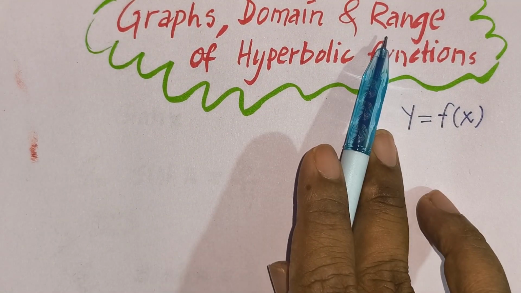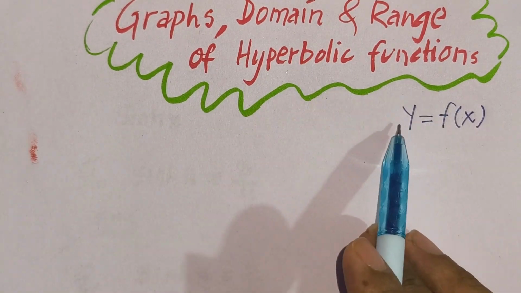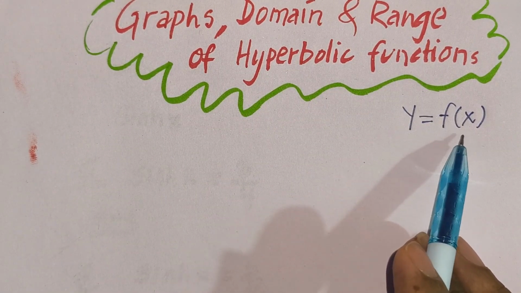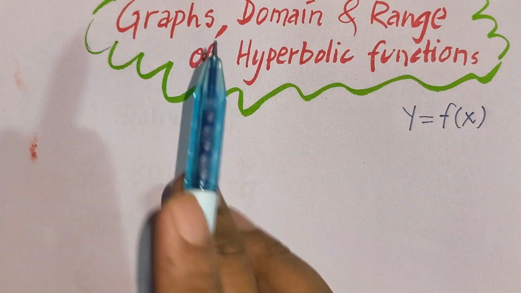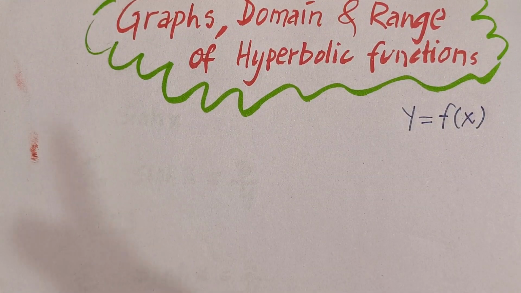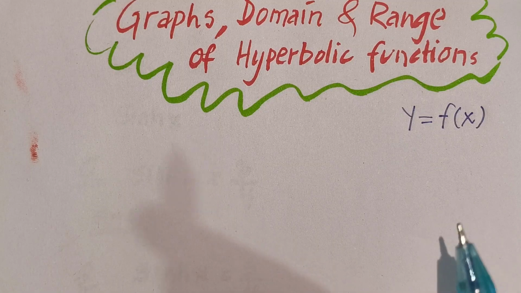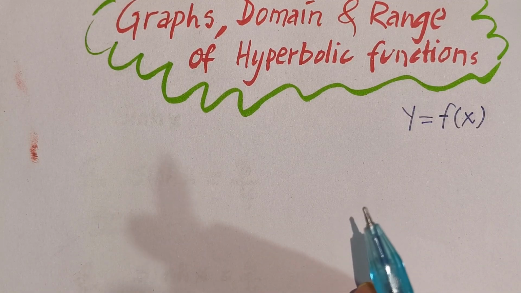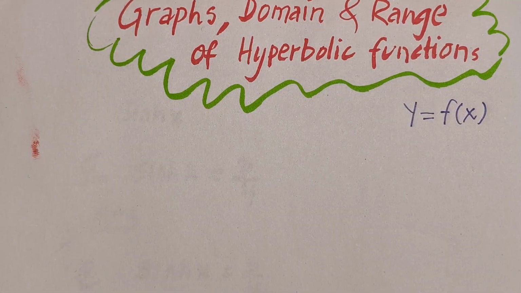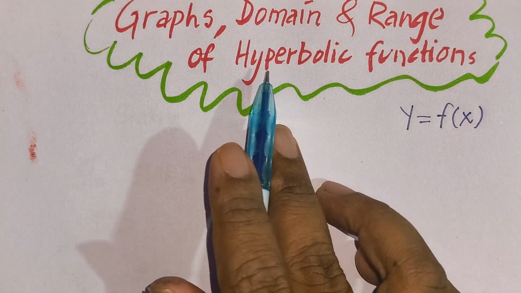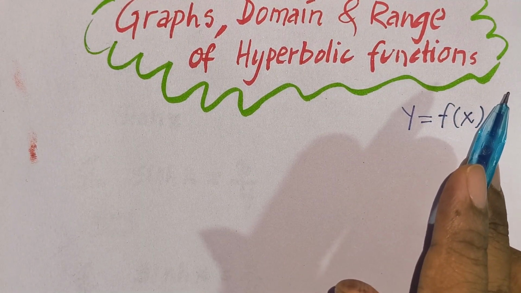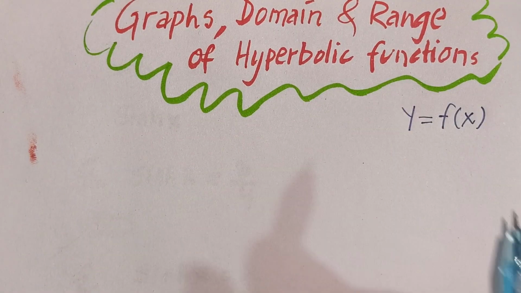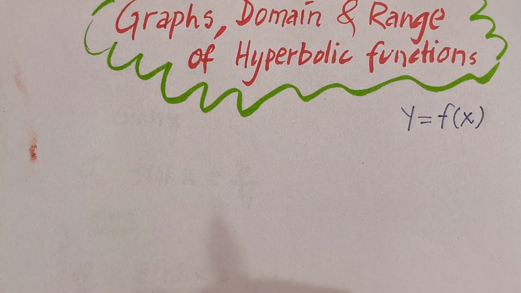And what is range? The set of output values, the set of results that we will get after putting in all the domain, that is range. And what is a graph? The structure of the function on the Cartesian plane, how it looks in the Cartesian plane. Before going into the graphs of hyperbolic functions, first we must know how to plot exponential functions, because hyperbolic functions are built from exponential functions.